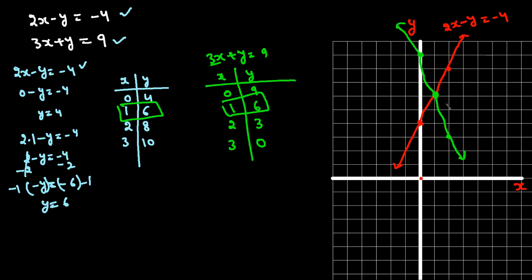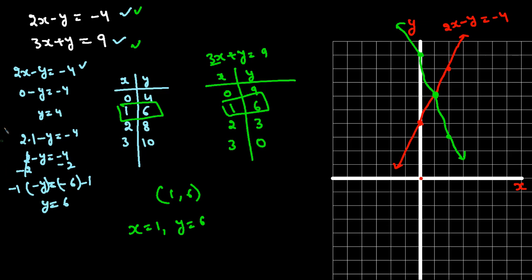Both lines pass through this common point. That means this common point, which is 1 and 6, is the solution to both of these equations. So x is equal to 1 and y is equal to 6 is the solution. And we can check it. If we plug in x is equal to 1 and y is equal to 6 in any of them, they will be equal to each other.